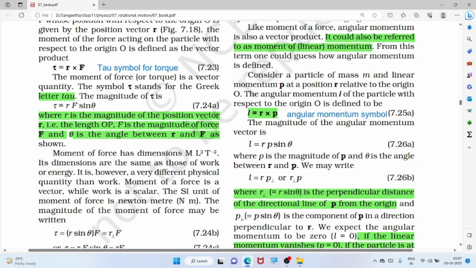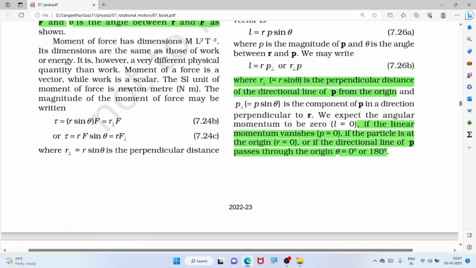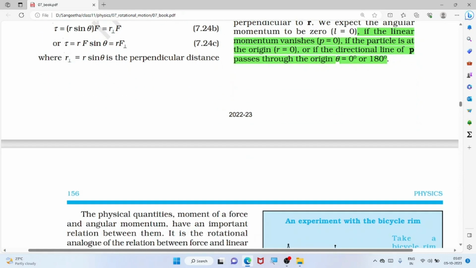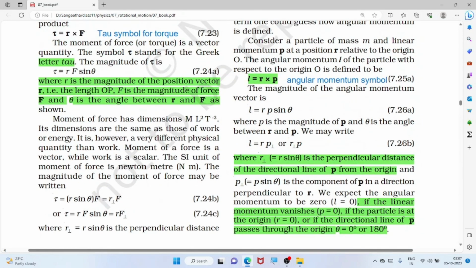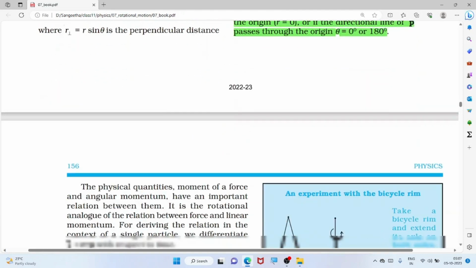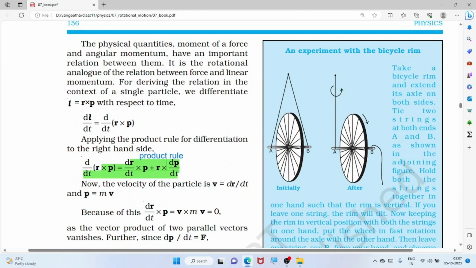Angular momentum is represented using the symbol L. L equals r cross P, where r is the position vector and P is the linear momentum. This is for a point particle. For an extended system, it will be I omega. L equals I omega.